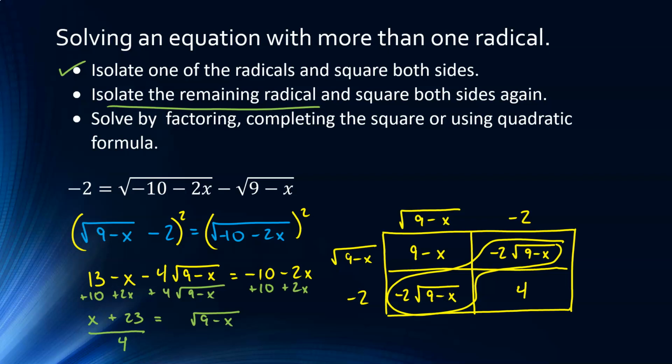Now I've obviously run out of space here, so I'm going to go to this next slide. I'm going to rewrite where I'm at right now. So we are currently at x plus 23 divided by 4, and on the right we have the square root of 9 minus x. So remember what we're going to do now, just like we did before, we're going to square both sides. When I square both sides, on the right side we're going to be left with just 9 minus x, but on the left I have to take x plus 23 times x plus 23.